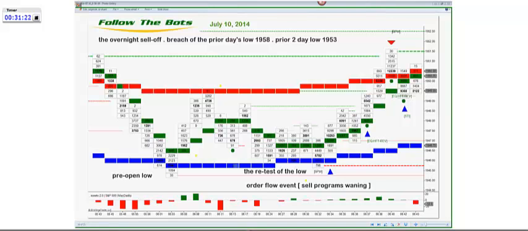Cal's asking if we have buy programs waning. We actually do. So Cal, if you see the chart that Billy has where it went straight up to that number that I denoted, it says BPW. So that's buy programs waning. So yeah, we have it both ways, buy programs waning and sell programs waning.